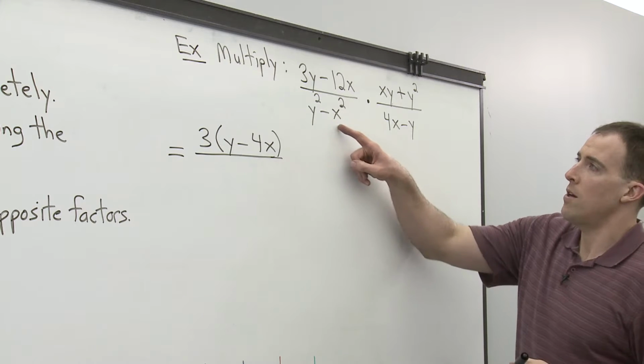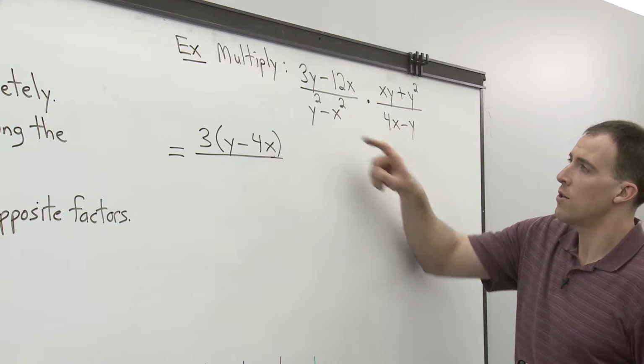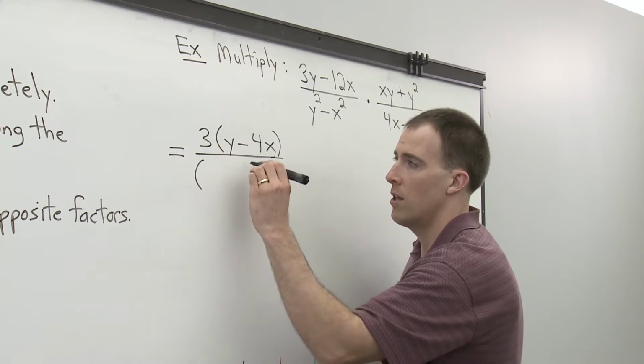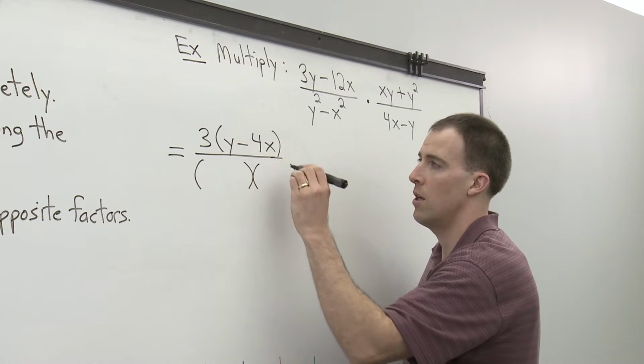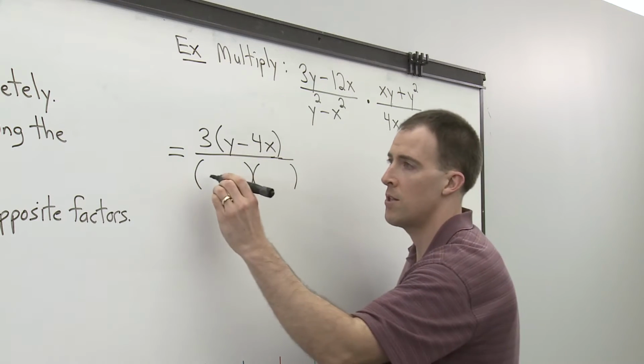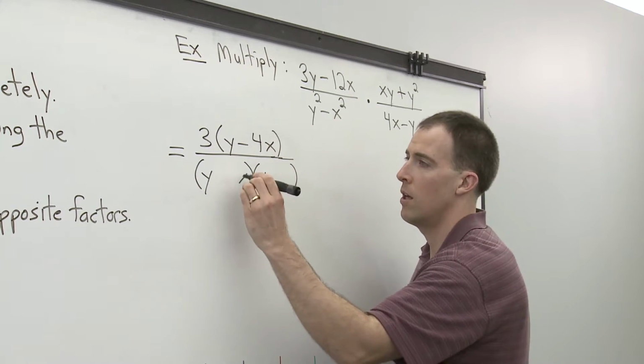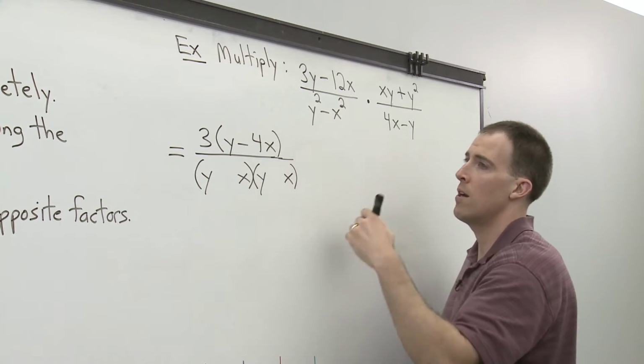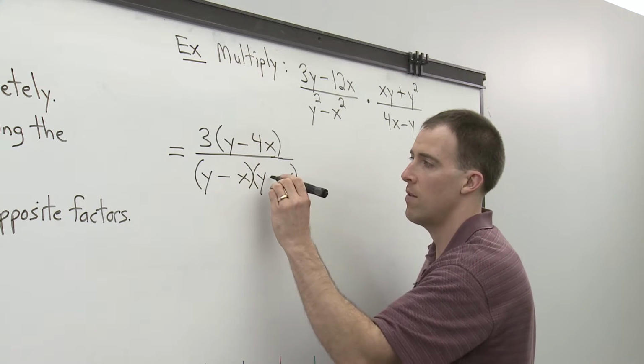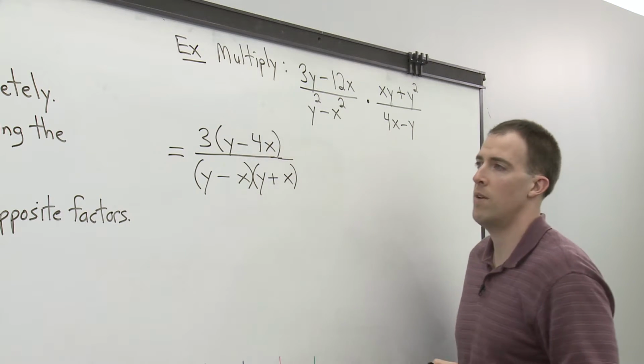For the denominator, it appears to be a difference of squares, so we can break open two sets of parentheses and factor the denominator using the difference of squares technique. It's going to be y times y to get y squared, x times x to get x squared. One of the signs is always a negative, and the other sign is a positive when factoring a difference of squares.